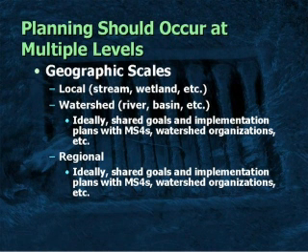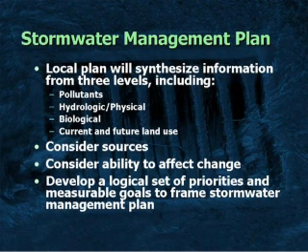So let me give you an example. I'll give you an example in a second. From those three levels, you're going to want to look at a couple of key things. Pollutants, hydrologic or physical impacts, particularly to small streams, and biological impacts as well, if you have some data on that. And again, coming back to current and future land uses.